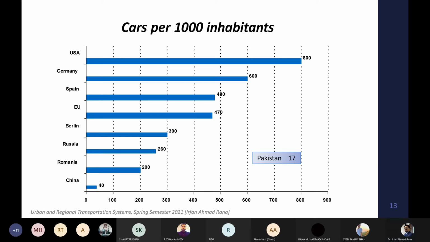Yes, Salia. Sir, is this data just for cars, or for automobiles? Do motorcycles also count? Because in Pakistan, low income families usually own a motorcycle. Yeah. By car, I mean a family car, a private car is a car with 4 wheels.